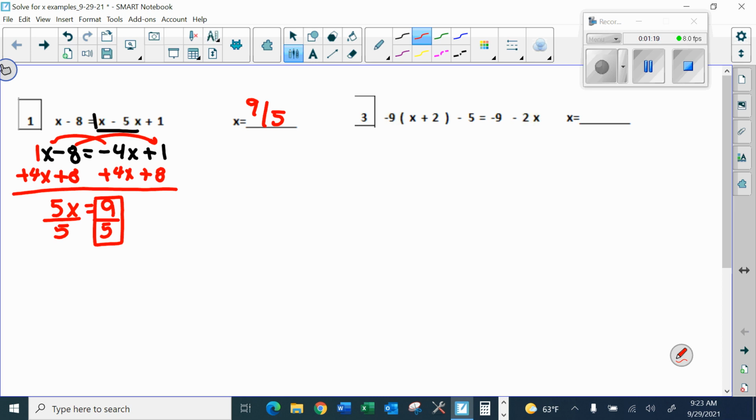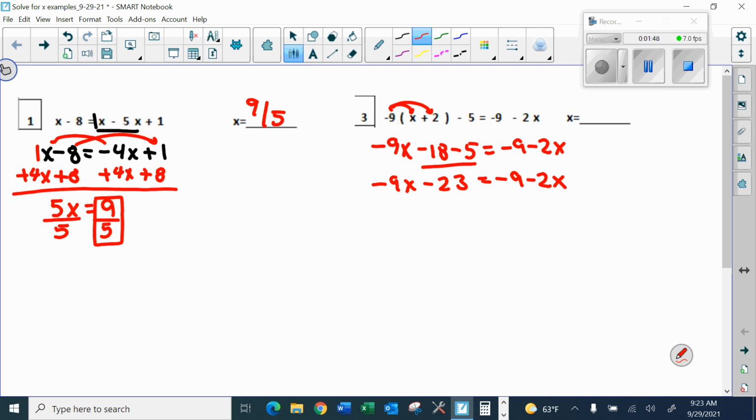Distributive property first. Negative 9x minus 18. You should draw your arrows since you're a beginner so you don't forget. The common error is only to distribute the negative 9 through the x and forget it for the 2. I have minus 5, and there's no combining like terms here, so I just rewrite that again. I can combine like terms right there. So I have negative 9x minus 23 equals negative 9 minus 2x.